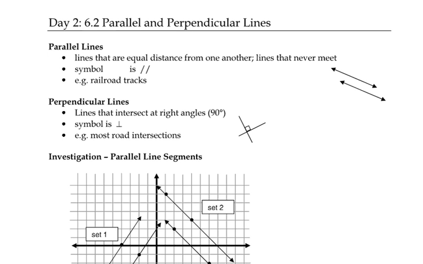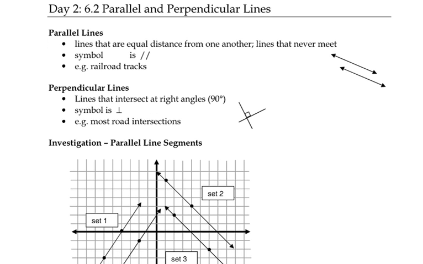So day 2, parallel and perpendicular lines. Parallel lines are lines that are equal distance to each other at all points. Okay, so they're equal distance to each other at all points. The symbol, so lines that never meet, this is the symbol for parallel. Two parallel lines is the symbol for parallel. So an example is railroad tracks.